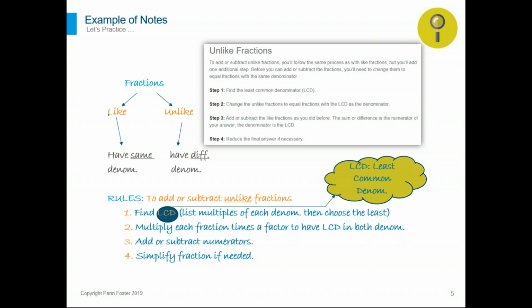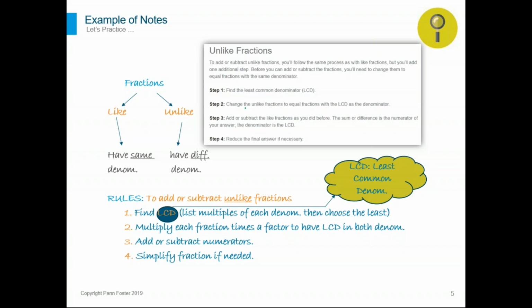And again, I put the definition. What is a like fraction? They have the same denominators. What are unlike fractions? They have different denominators. And then I go on and list the rules. The lesson itself has the rules listed for the steps to add or subtract unlike fractions.